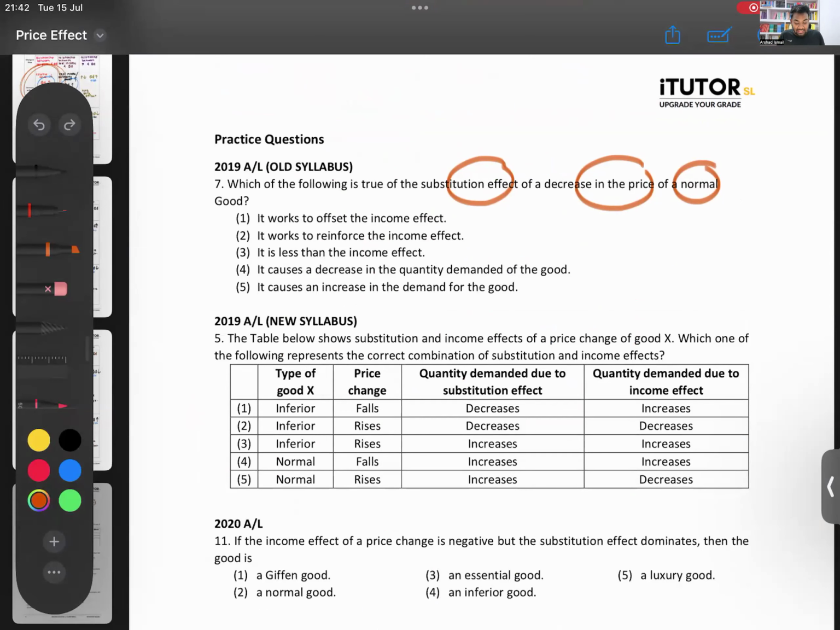First one is saying it works to offset the income effect. Offset means, I taught you what is offset. Is it offsetting? Second one is it works to reinforce the income effect. Reinforce means go in the same direction. Okay. Third one is saying it is less than the income effect. Fourth one is saying it causes a decrease in the quantity demanded of the good. Fifth one is saying it causes an increase in the demand for the good.